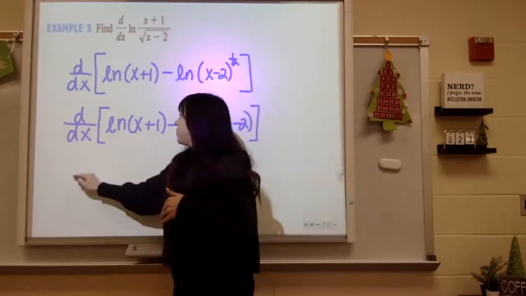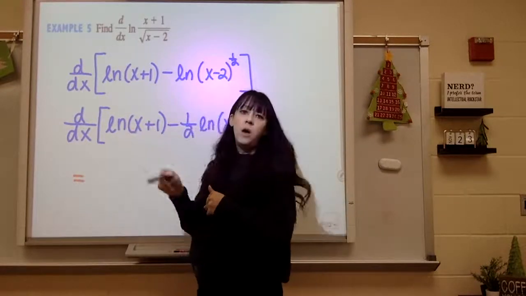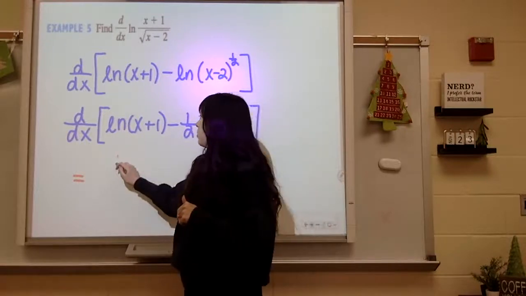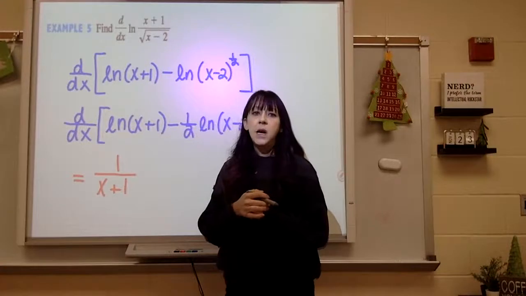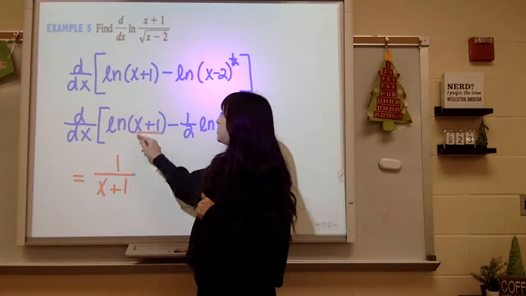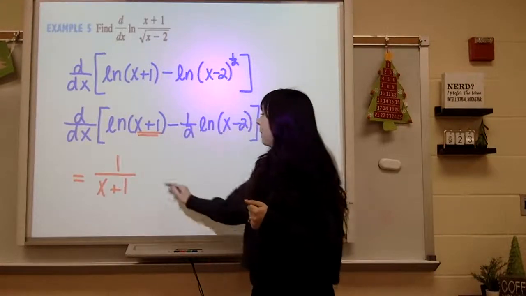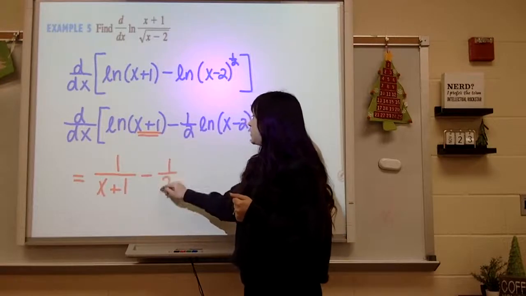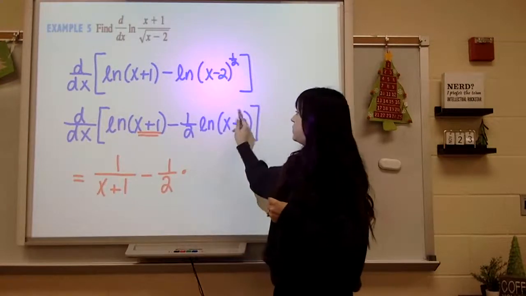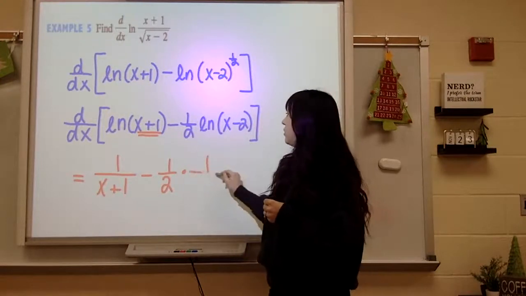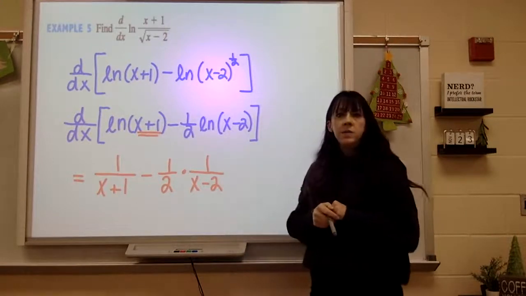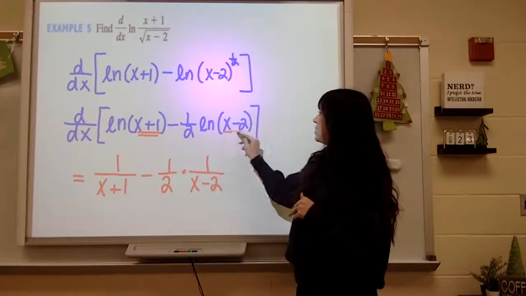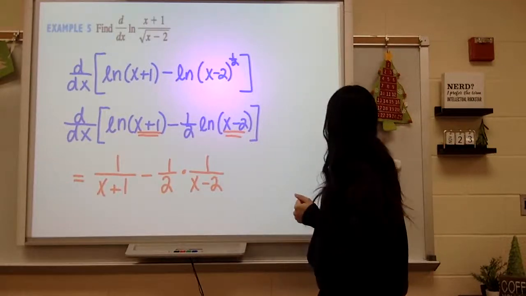So now I can say the derivative of ln of x plus 1 would be 1 over x plus 1 times the derivative of baby, but that would just be 1, so it would just be that, minus 1/2 times the derivative of ln of x minus 2, which would be 1 over x minus 2 times the derivative of baby, but again, that would just be 1, so I can just leave it here.